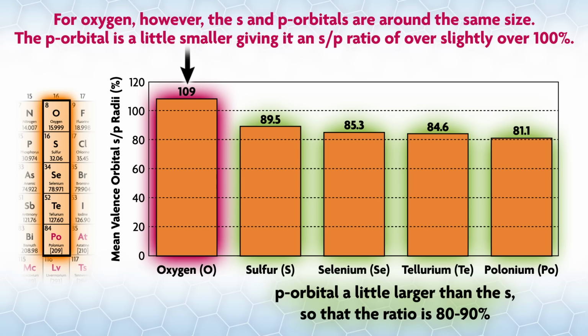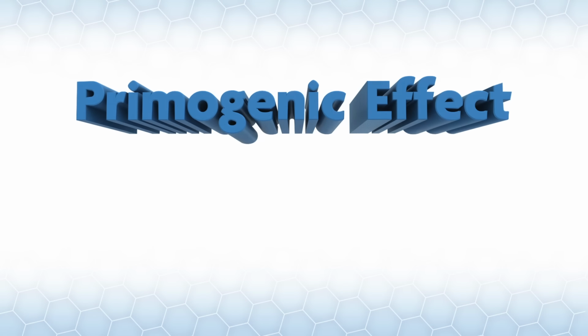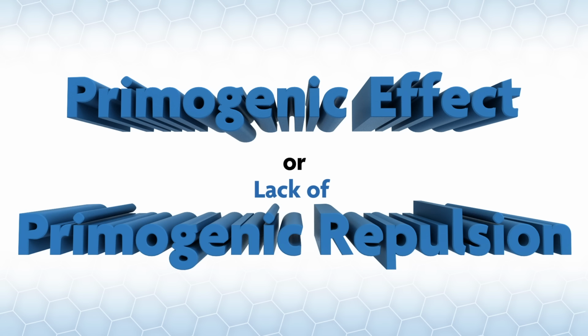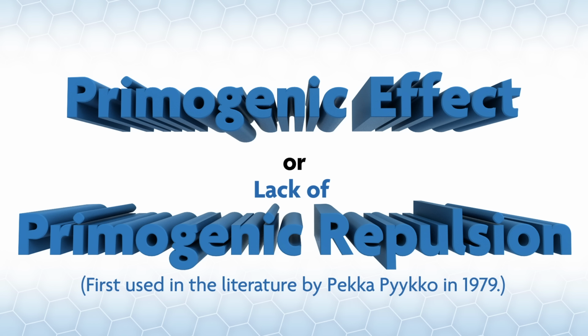For the first row element oxygen, however, the s and p orbitals are around the same size. In fact, the p orbital is a little smaller, giving it an s to p ratio of slightly over 100%. The reason for this is the primogenic effect. There is a lack of primogenic repulsion for the p orbital for the first row element. This term was used first in the literature by Pyykkö in 1979, and the reference is in the show notes.